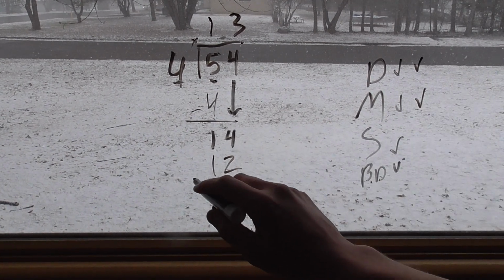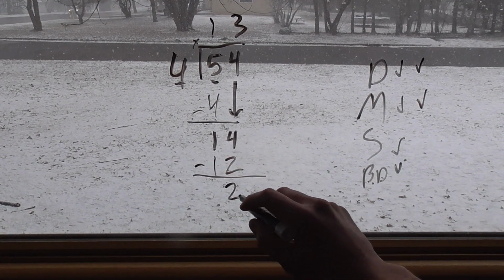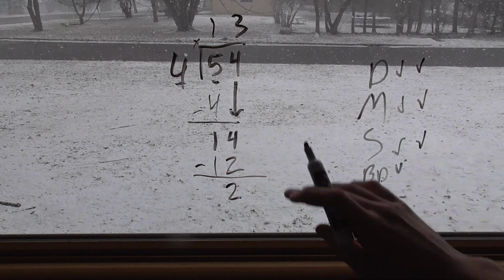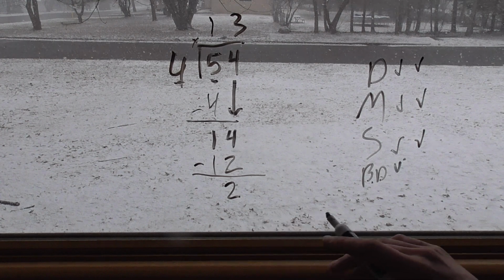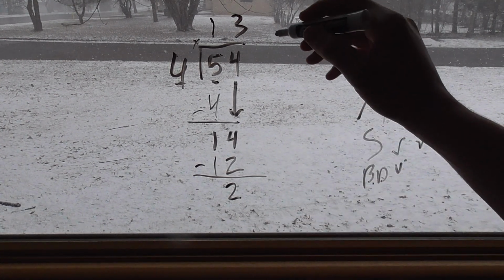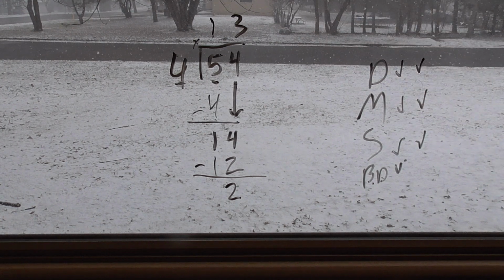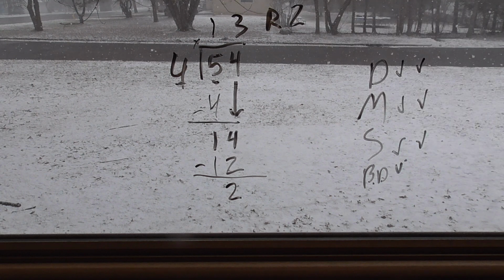Check. Now the S stands for subtract. 4 minus 2 is 2. Check. Do I have anything else to bring down? I do not. So now what? Well, there's 2 left over, or 2 remaining, or there's a remainder of 2, I should say. So I'm going to put up here R2.